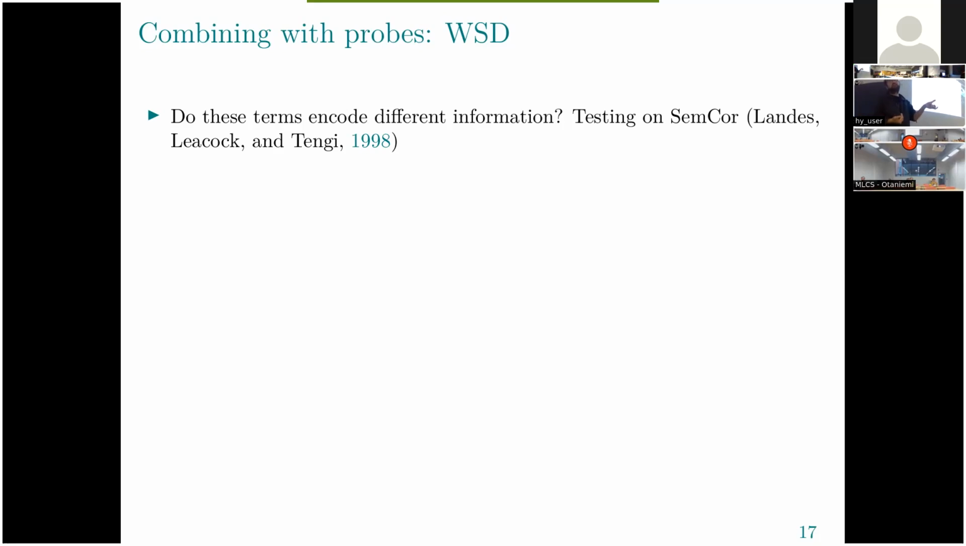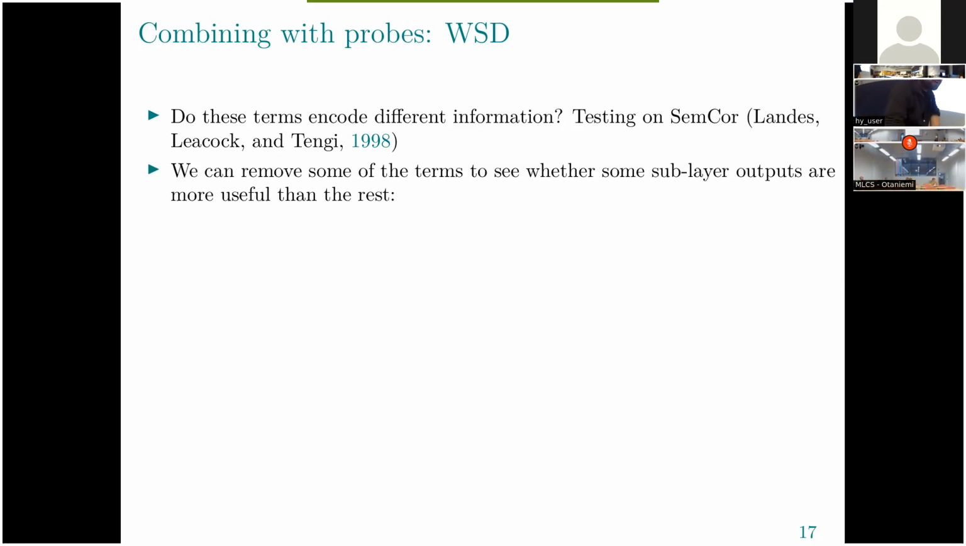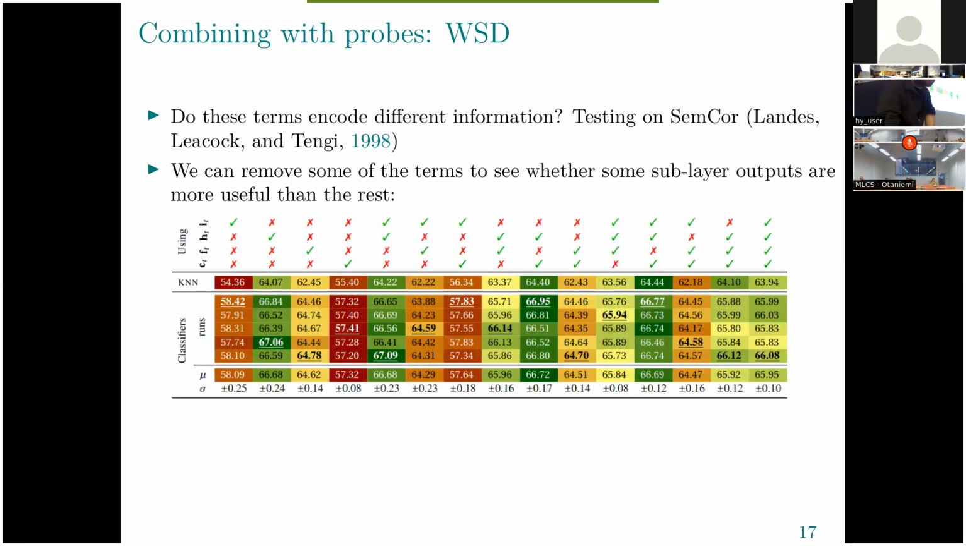So the I term on its own, the I term plus the C term, the I term plus the F term, and so on until we have the full embedding. And that gets us the following table. So this is color coded. Dark red is the worst performance, whereas dark green would be your best performance. And I am very sorry if we have colorblind people here. I really hadn't thought of that when doing this graph.